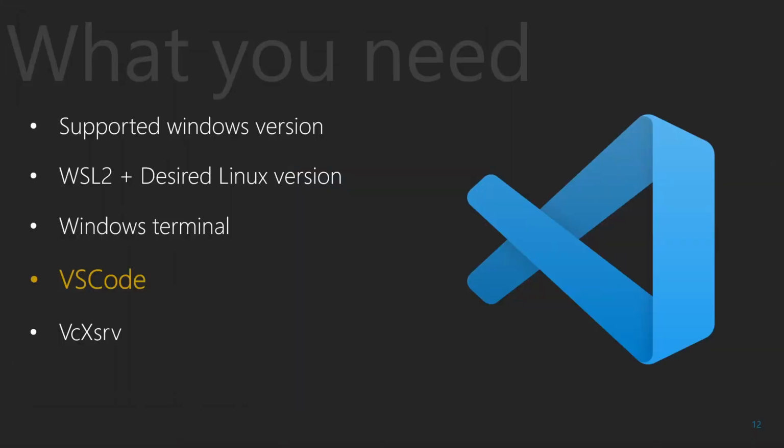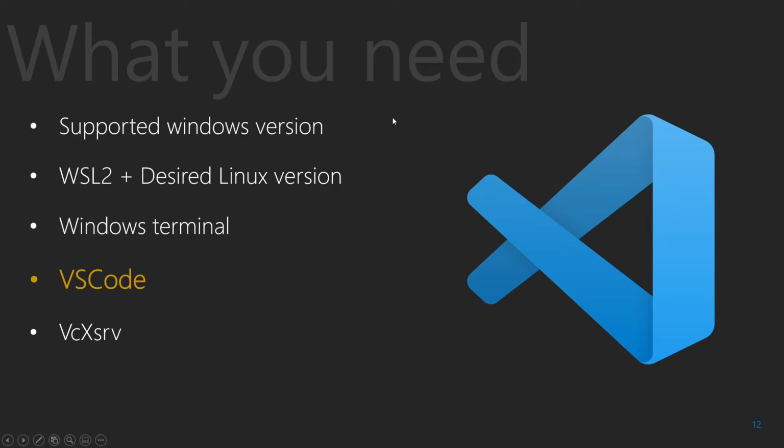Next, you need a good editor to help you in your development, and I'm recommending VS Code. VS Code, which is Visual Studio Code, is a lightweight but powerful source code editor which runs on your desktop and is available for Windows, Mac OS, and Linux. It comes with built-in support for JavaScript, TypeScript, Node.js, and it has a rich ecosystem of extensions for languages such as C++, C#, Java, Python, PHP, Go, and runtimes such as .NET and Unity.